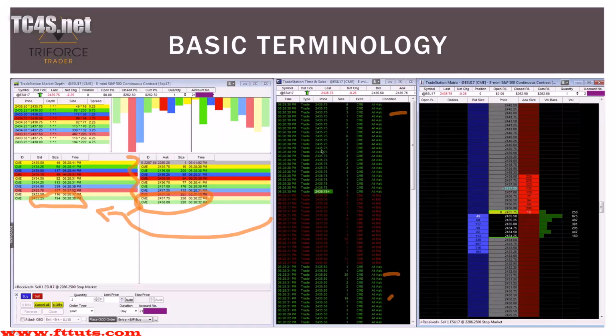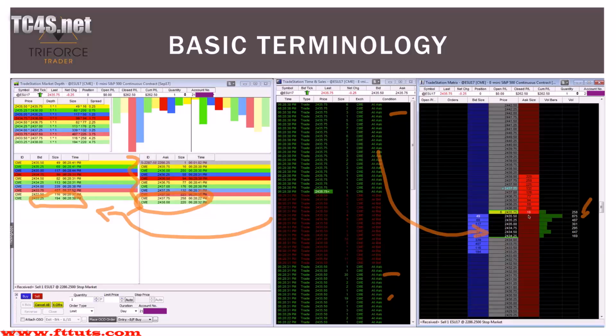And then the other part is TradeStation also has a matrix. If you keep this running, it's going to show you volume at each contract point. It's basically going to take this data and put it over here. Because the amount of contracts that are traded is the volume.